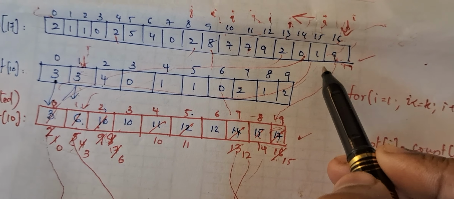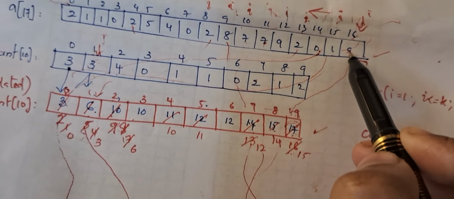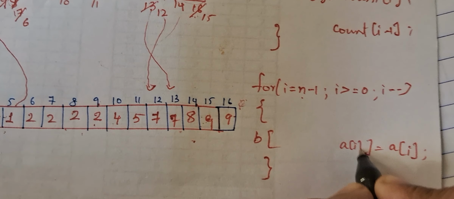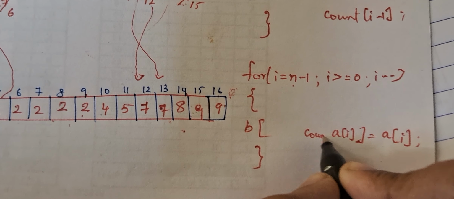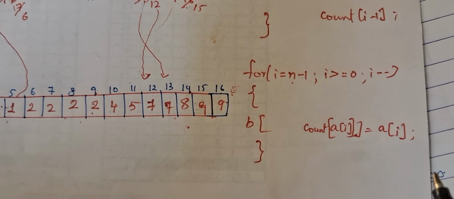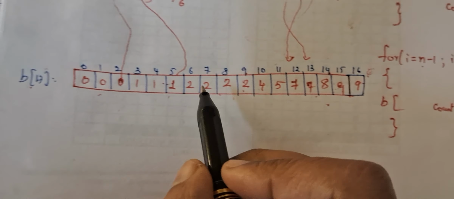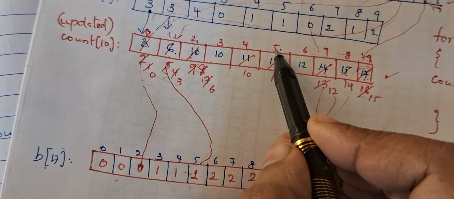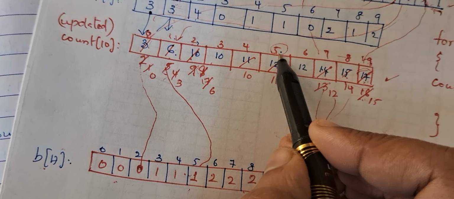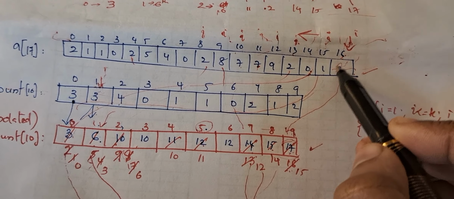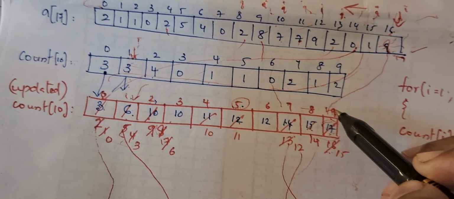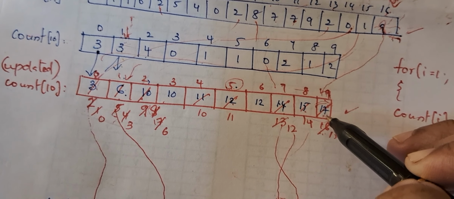Okay, so we are taking A of I. This A of I becomes the index of the count array. Then we are taking the value. Suppose this is the element 9. We go to index 9 of the count array and find the value.